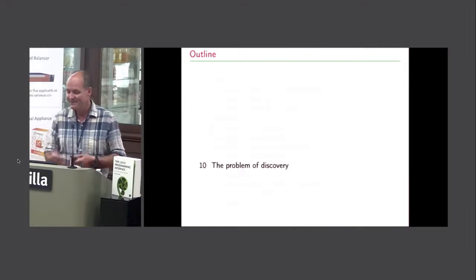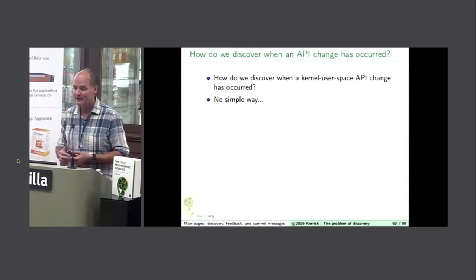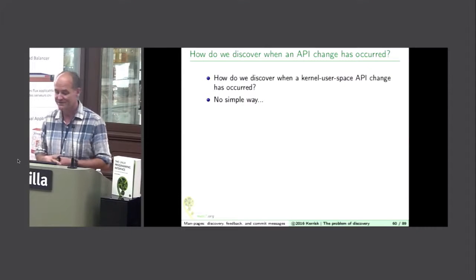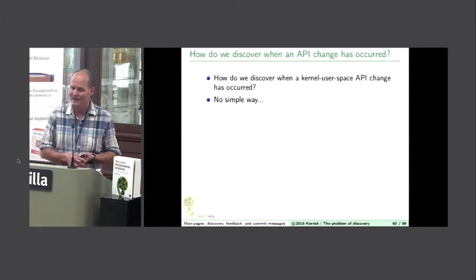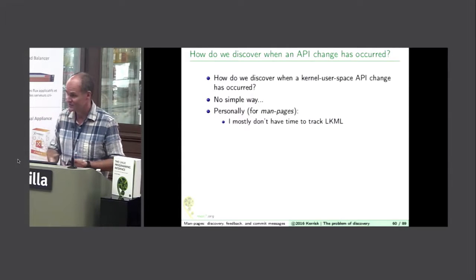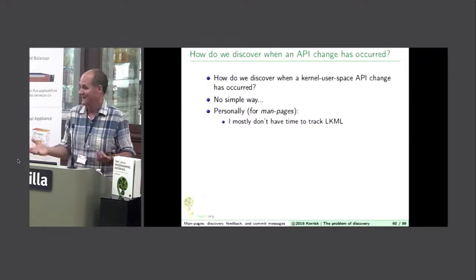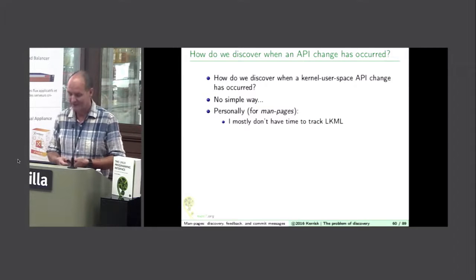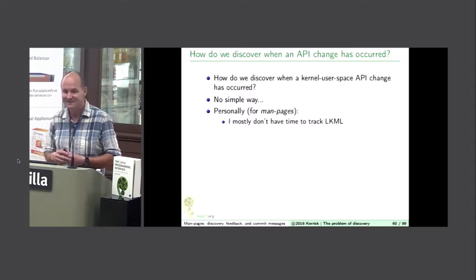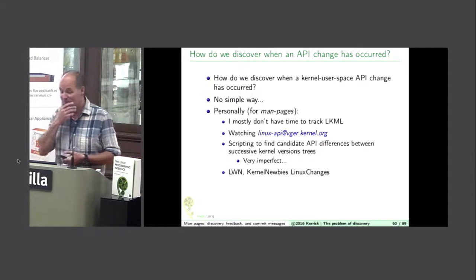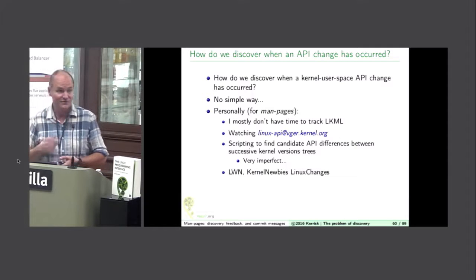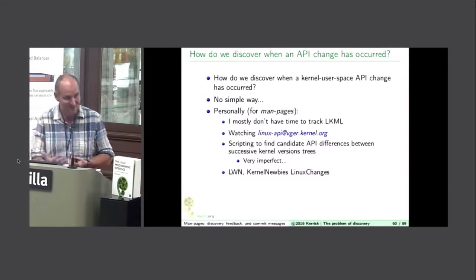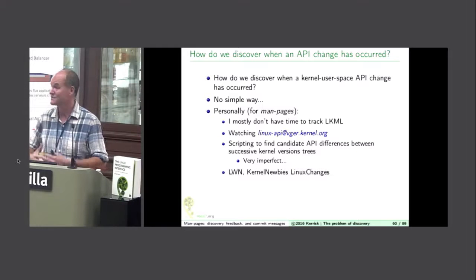Okay, so then there's this problem of discovery. How do we discover when a kernel interface has actually changed? And there's no simple way. And so this is a problem that I face regularly. And one of the things, of course, is I don't have time to track LKML. The best I can do is track Jonathan, who tracks it. So I resort to things like watching linux-api at vger.kernel.org. You know about this mailing list, don't you? If you're writing patches that have interface implications for user space, you should be CCing this mailing list because there are lots of people who are interested in this.